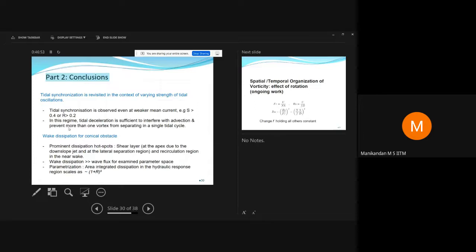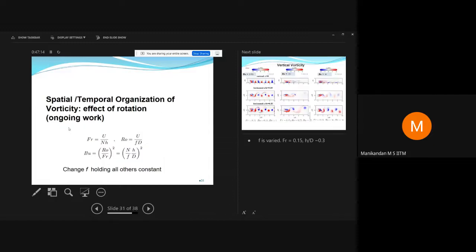Okay, so these are my conclusions. I talked a little bit about the time synchronization, and I explained why there's time synchronization. The shedding frequency changes in response to the tide, and other things happen, like the form drag increases and the wave dissipation also changes. Now, what we're doing right now is looking at the effect of rotation. This is ongoing work by Sutanu.